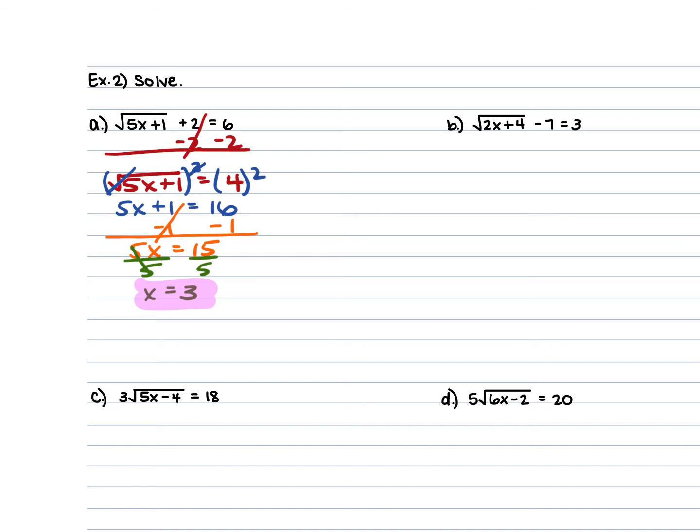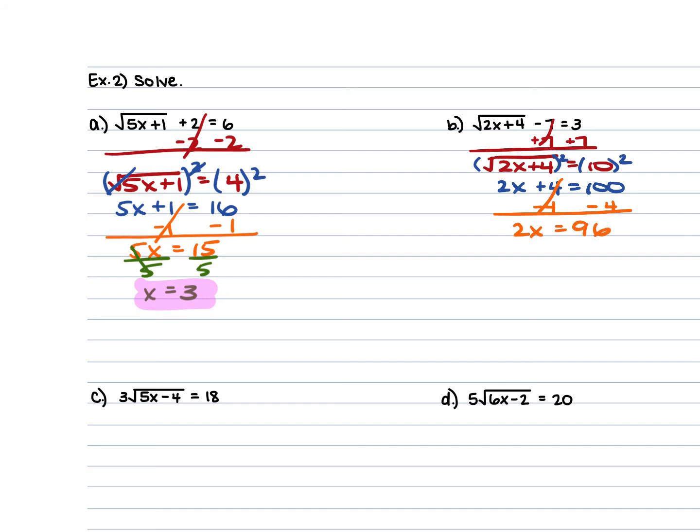For example B, we have the square root of 2x plus 4 minus 7 is equal to 3. We're going to start this one by adding the 7 to both sides. So we have the square root of 2x plus 4 is equal to 10. From here, square both sides to get rid of that radical. So we have 2x plus 4 is equal to 100. Subtract 4 from each side. We have 2x is equal to 96. And then divide each side by the 2. And we get that x is equal to 48.